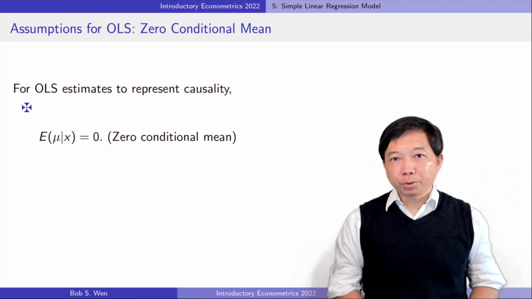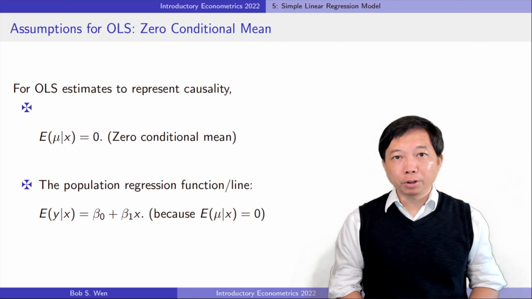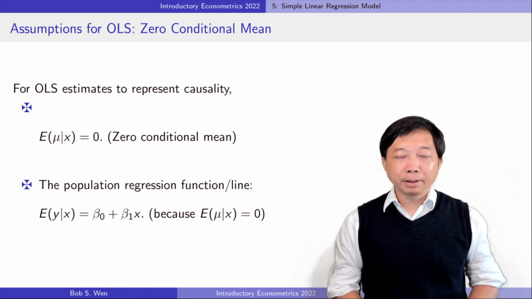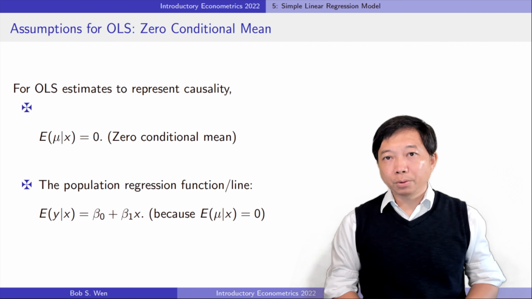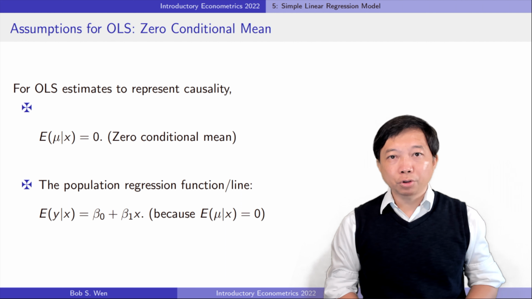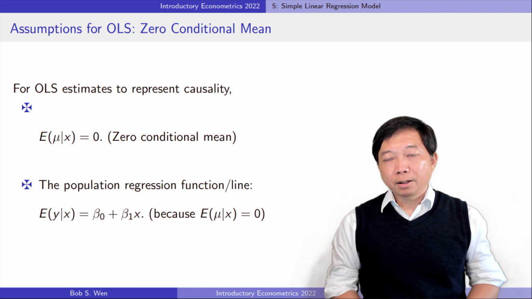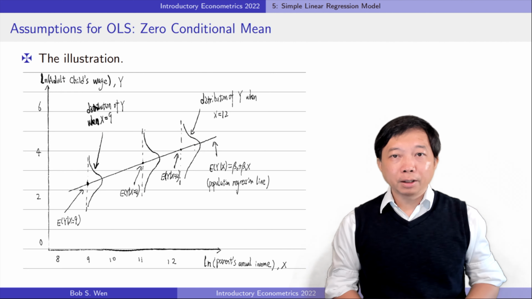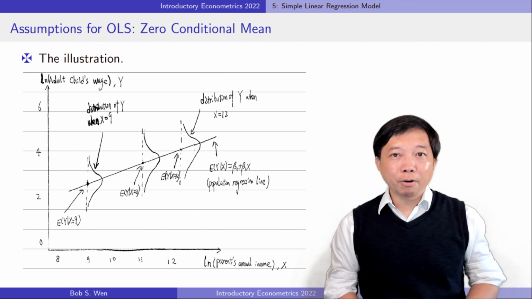Next, let me introduce the population regression function. The population regression function is the relationship that holds on average between x and y in the population. The error term mu represents the other factors that lead y to its actual position that differs from the fitted value based on the population regression function. Here's the illustration of the zero conditional mean assumption using our example of the intergenerational income persistence.